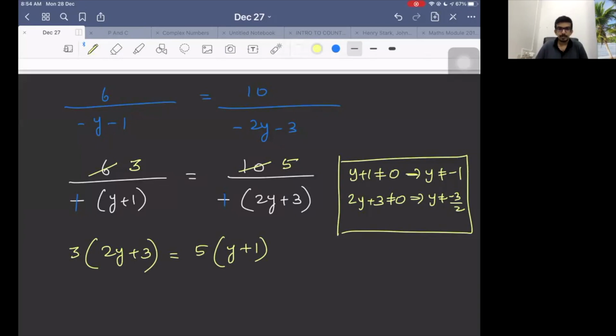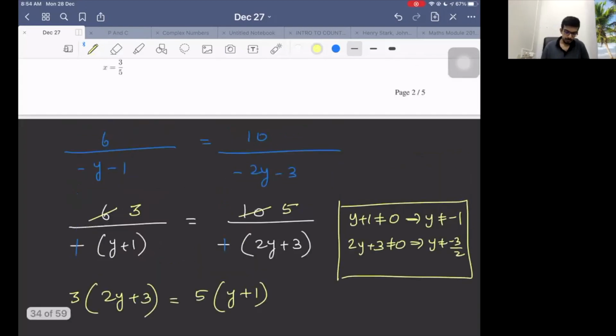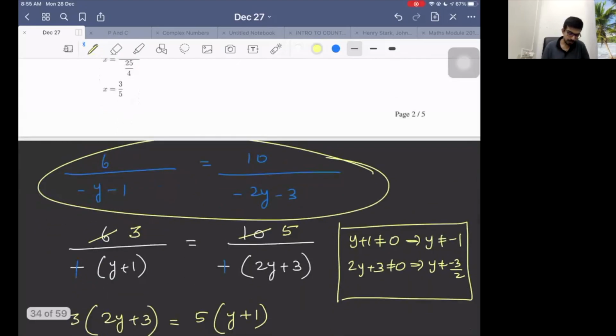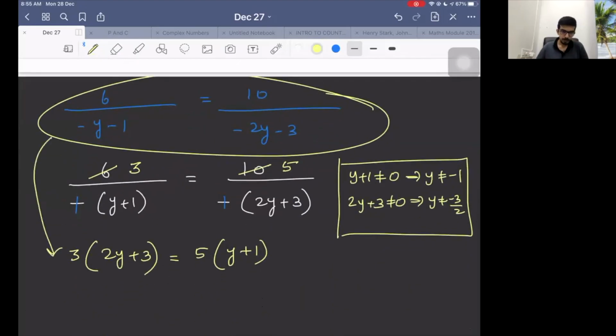Got it? Yes or no? See, this equation looks very ugly. Now look at this. This looks pretty straightforward.